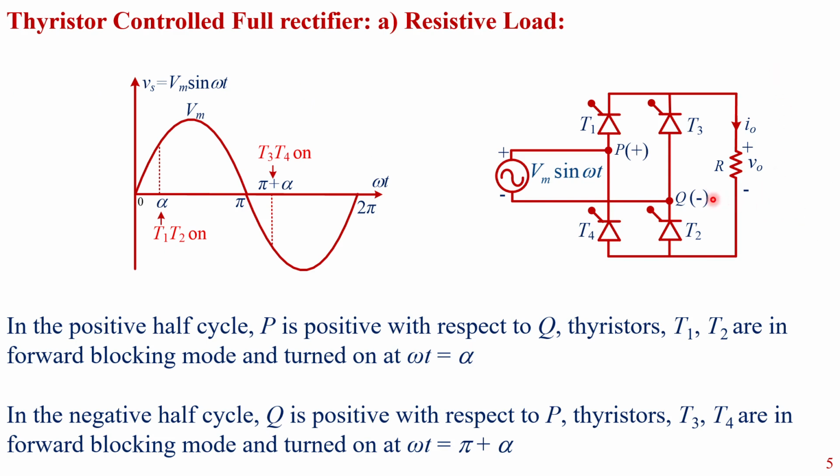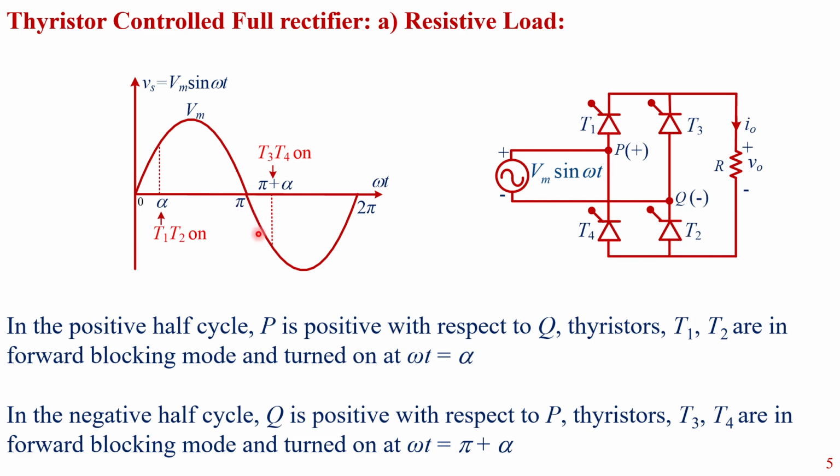This is a circuit diagram of single phase full converter. It has 4 thyristors, T1, T2, T3 and T4. The input voltage is varying sinusoidally with a peak value of Vm. During positive half cycle, terminal P is positive with respect to Q. So thyristors T1 and T2 are in forward blocking mode.